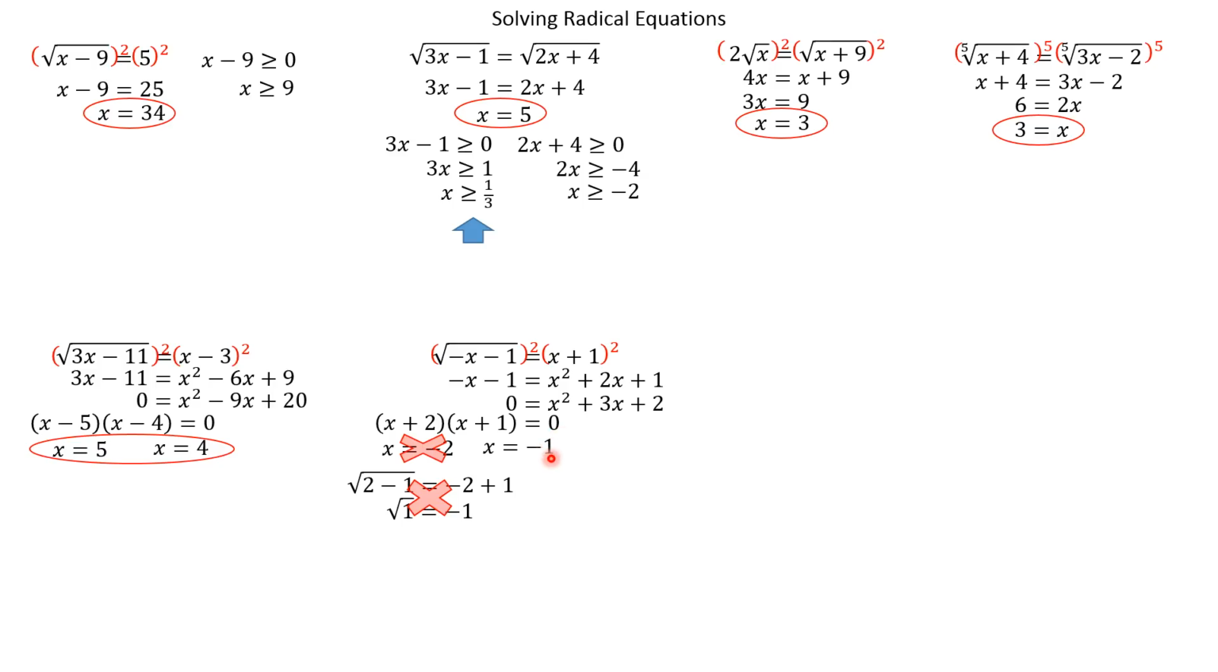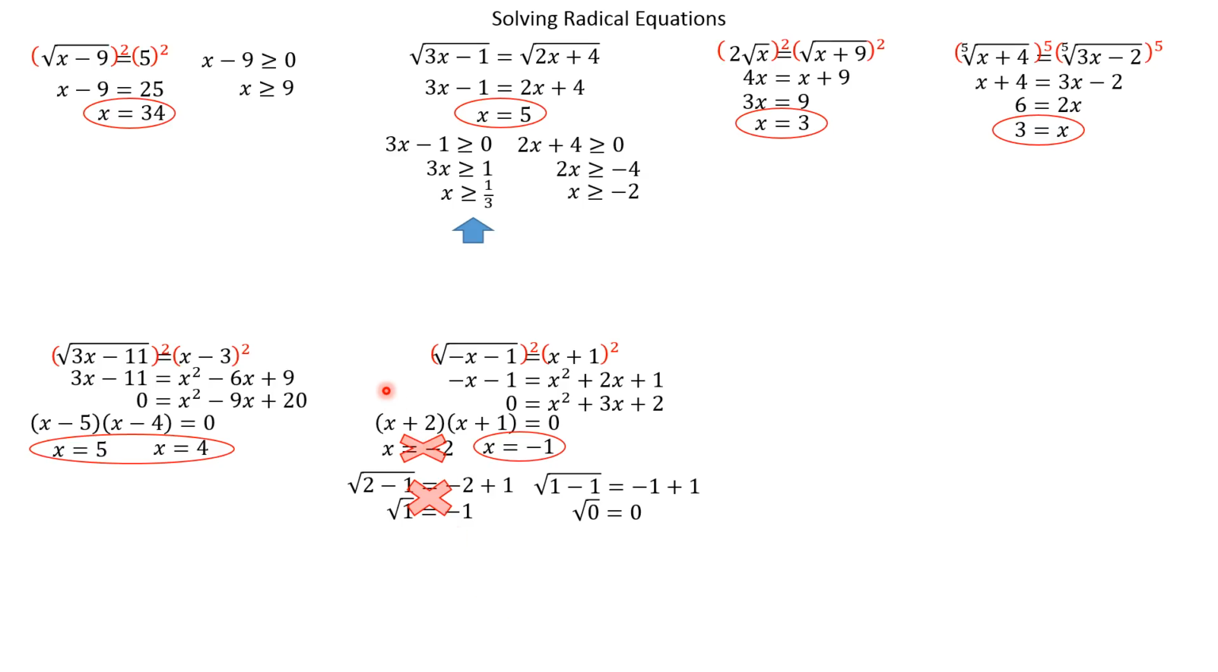Let's plug in negative 1. Negative 1 is positive 1, so we'll have the square root of 1 minus 1 equals negative 1 plus 1. We can simplify. 1 minus 1 is 0. Negative 1 plus 1 is 0. We have the square root of 0 equals 0, which is a true statement. And so x equals negative 1 does work. And that would be the solution to the equation. We don't need the x equals negative 2.